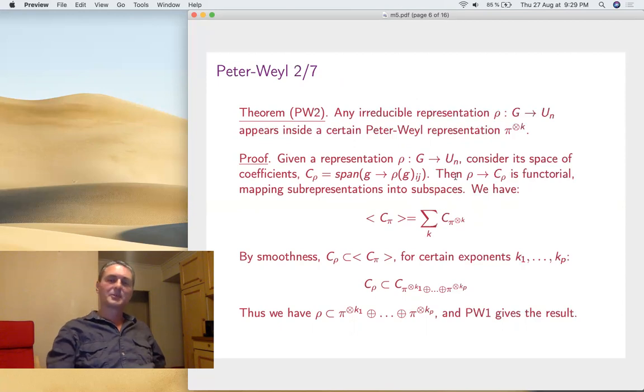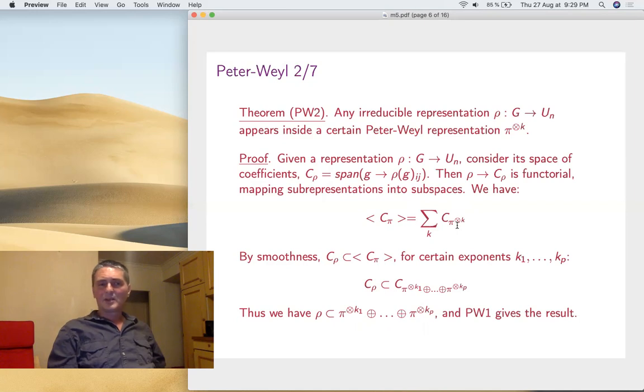I'm using here the smoothness assumption. I mean, the coefficients, I was telling you about this in the beginning. The coefficients of a representation are by definition smooth, inside the coefficients of pi, the algebra generated by the polynomials. Now, C pi, if you want, is a sum, not a direct sum. It's a sum of coefficients of pi to the k, right? Because pi to the k are just tensor products between pi and pi bars. We get all the polynomials in the uij's and uij bars. We get everything.